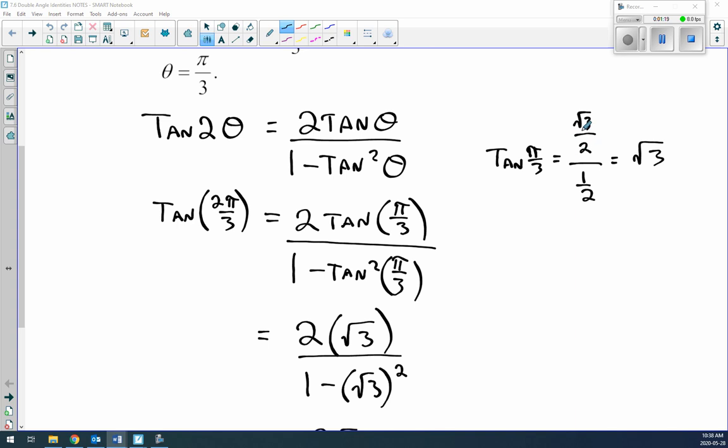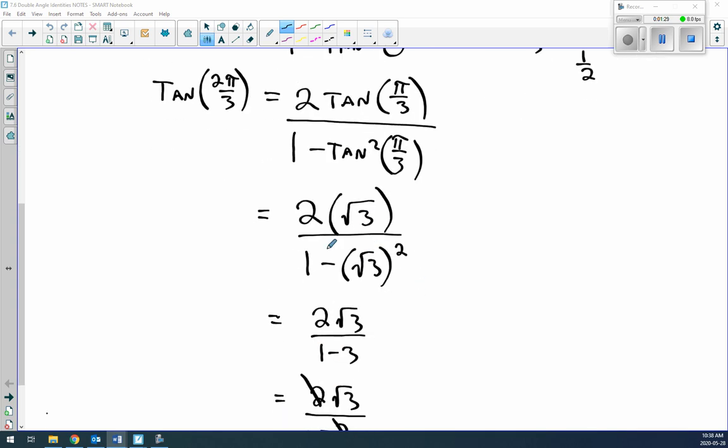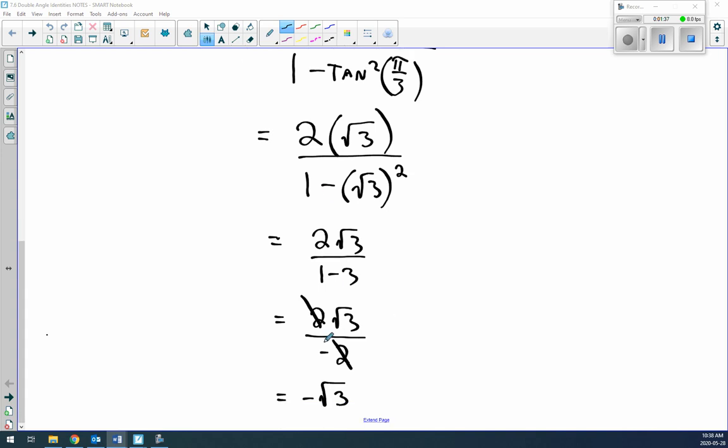Right, you can do the work here. I see I did the work over on the side. Root of 3 over 2 divided by 1/2, multiplied by the reciprocal, you end up with root of 3. Okay? So we can replace these tan pi over 3's with root of 3, root of 3. There it is. Can we do the math? Yeah. 2 times root of 3 is just 2 root of 3. Root of 3 squared, right? It's 3, so 1 minus 3, negative 2. What do these 2's do? They reduce down. Careful where that negative is, right? So it's negative root of 3.